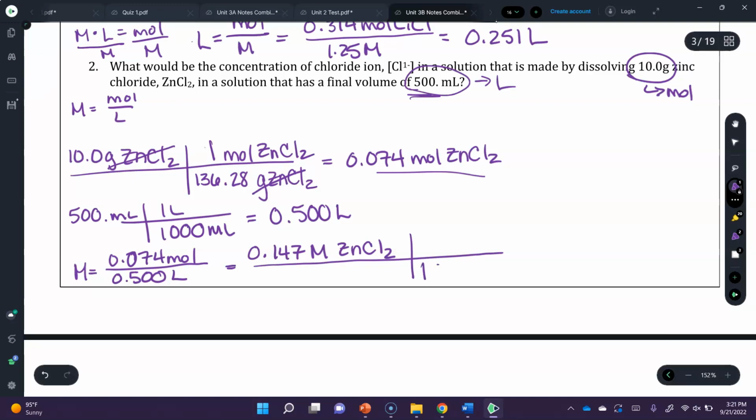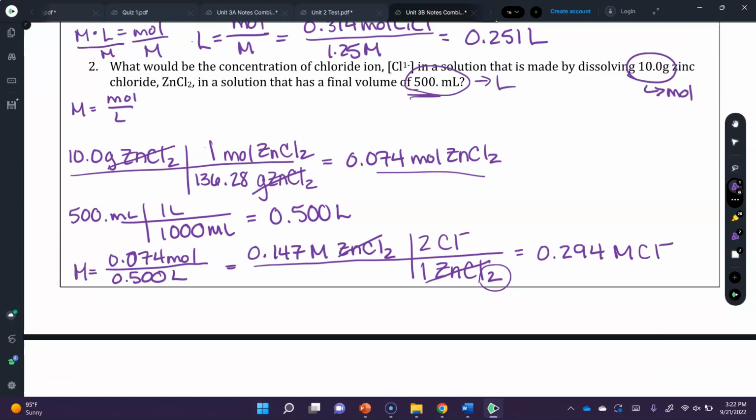So for every 1 zinc chloride, I have 2 chlorines, so I could put 2 chlorides. And so when I do that, I switch my units, and I should get 0.294 molarity because my units don't change, but my substance did, because chloride ion is twice as concentrated because there are 2 released when the solution dissolves and the ions dissociate.